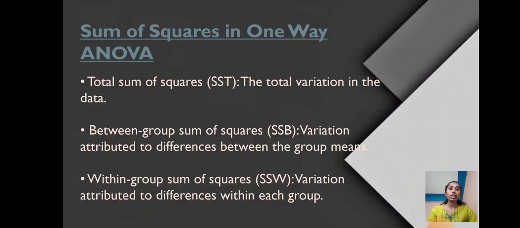Sum of squares in One-Way ANOVA. Total sum of squares, in short SST, is the total variation in the data. Between group sum of squares, in short SSB, is the variation attributed to differences between the group means. Within group sum of squares, in short SSW, is the variation attributed to differences within each group.